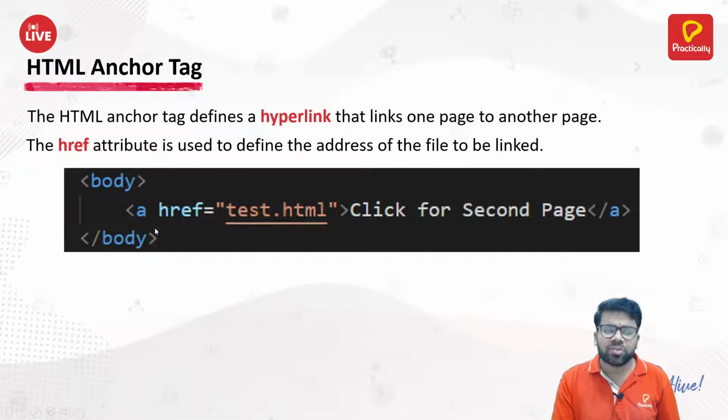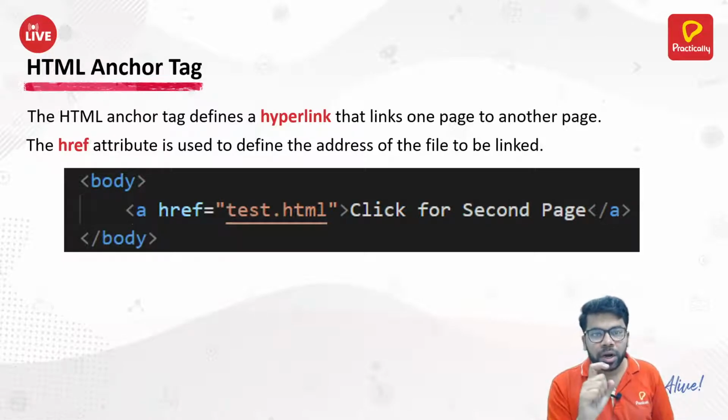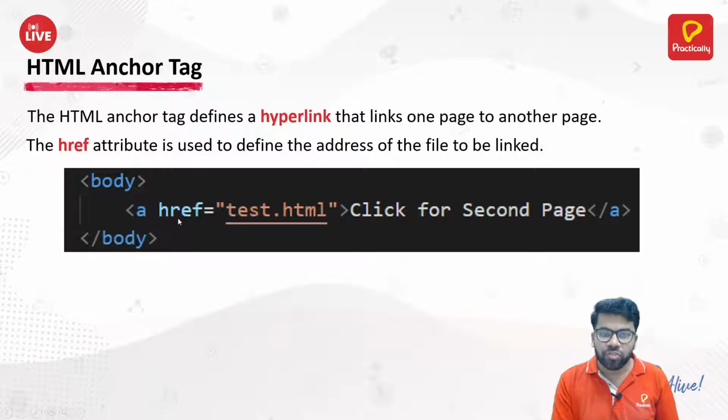Inside this body tag we use the anchor tag. The anchor tag contains one important attribute known as href, meaning hyperlink reference. Inside this hyperlink reference we provide the file address which will link to this current file. So this is the text. Whenever we click on this text, this file is going to open. This is how we can link one web page with another web page using the HTML anchor tag.